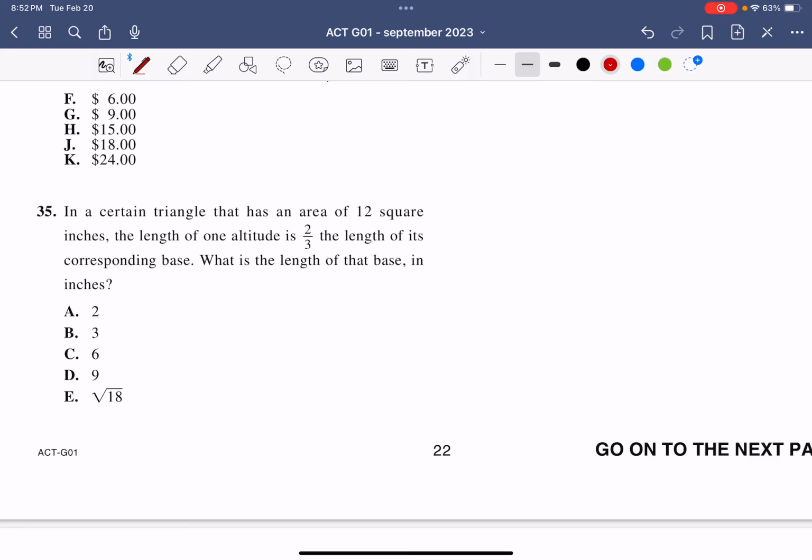Question 35. In a certain triangle that has an area of 12 square inches, the length of one altitude is 2/3 the length of its corresponding base. What is the length of that base in inches?